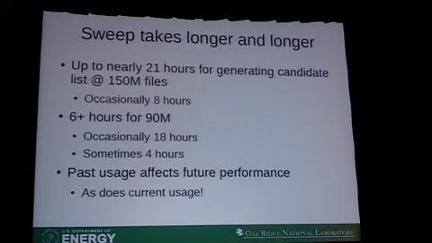For Widow 2, or the one that has all the climate files on it, about 90 million files, it takes about 6 hours to generate just the file system list, all the metadata, all the file list, using an e2scan. Occasionally this would bounce up to 18 hours, and sometimes it'd go really fast and come down to 4 hours. So there's a lot of variability in there. And part of that comes from the fact that past usage affects future performance.